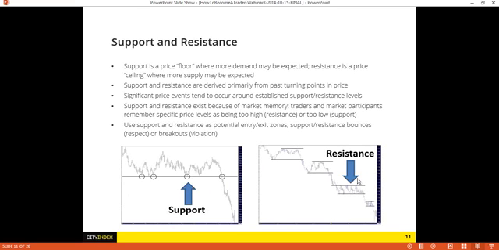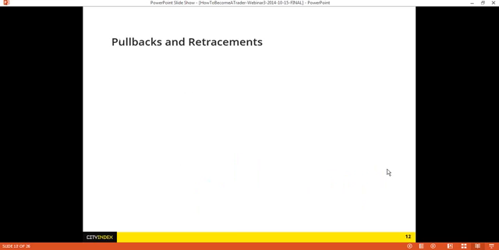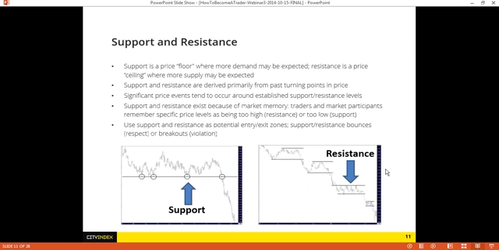So support is the floor, resistance is the ceiling. Extremely important. A lot of people trade off of support and resistance exclusively. They just look at support and resistance levels, and they pay attention to the news and all that. But they're looking for breaks of these levels. They're looking for bounces off these levels, and they're looking to trade those. And they've got their risk management in place. And many of them make a very good living doing that.